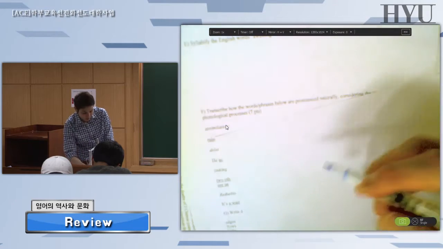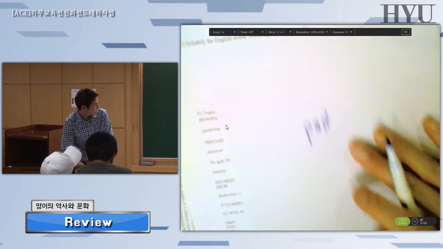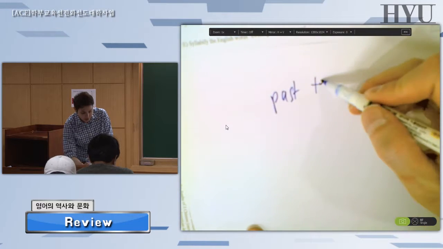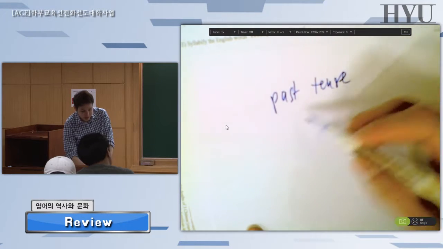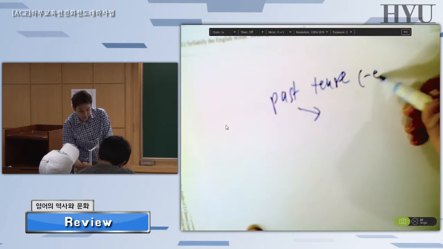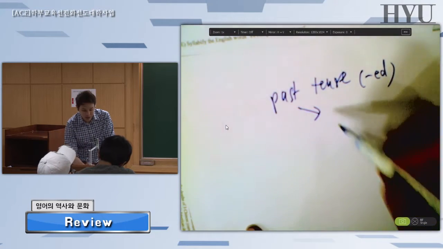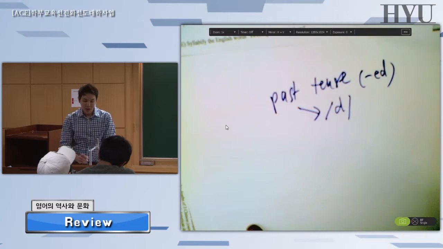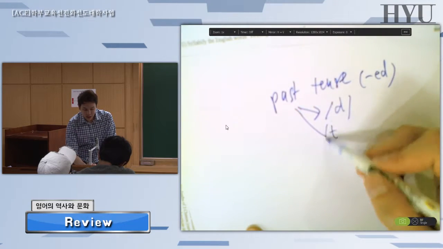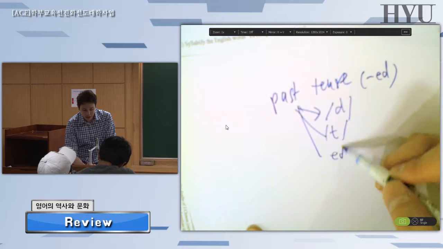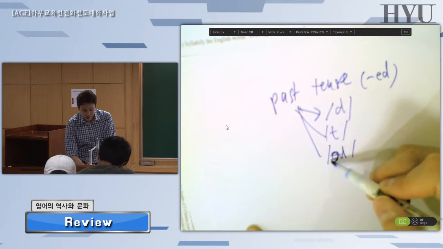Past tense allomorph. So past tense, we have, remember, the ed. In writing, we use the ed, right? But in pronunciation, we have the d ending, the t ending, and the schwa-d ending, right? Oh, I'm sorry, this is the schwa, like that.